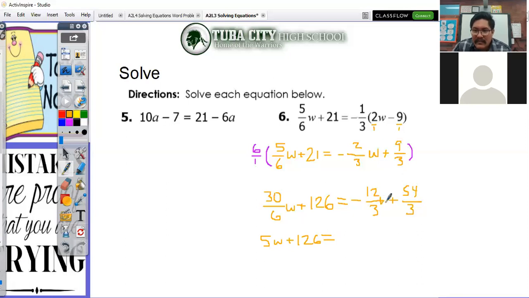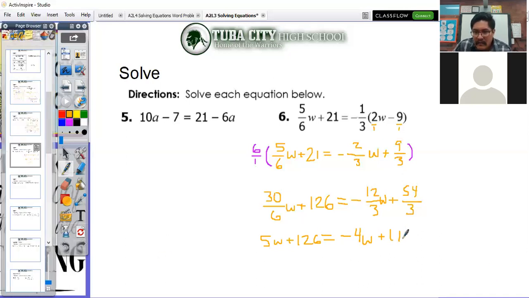Oh, almost forgot the W on this one here. 12 divided by 3 is 4. And 54 divided by 3 is 18. And wouldn't you know, look at that. No more fractions. Sham wow. No, I'm kidding.